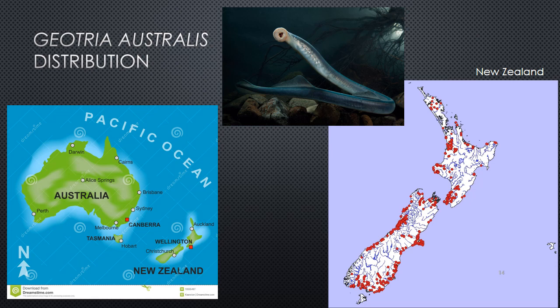So here is just an example of a particular one that lives in New Zealand, Geotria australis. If you look at the distribution of these lamprey, it's not surprising that they are all right along the coastal edge, because they live their adult life in the ocean, and then when they go to spawn, they go up these rivers, and New Zealand has quite a few rivers. So that's what the distribution looks like.